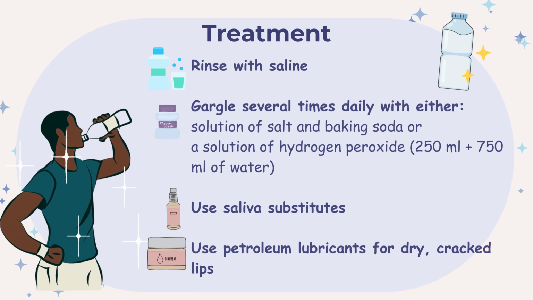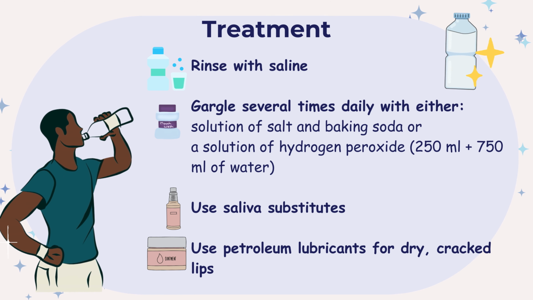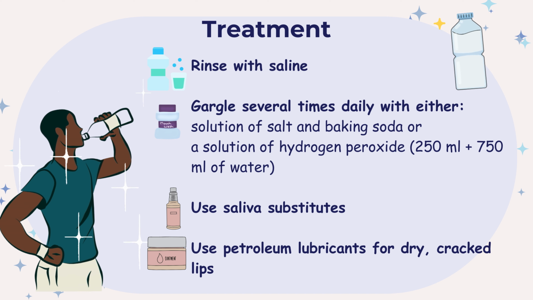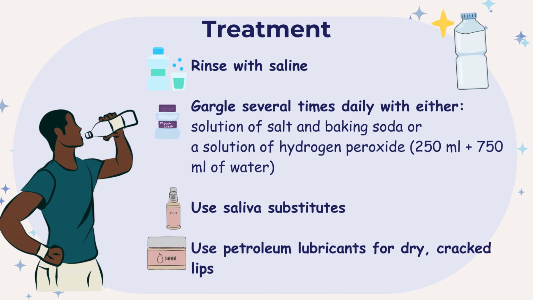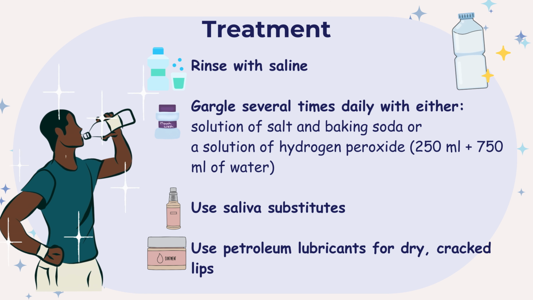Treat dry mouth if it occurs by taking these measures. Rinse with saline. Gargle several times daily with either a weak solution of salt and baking soda that we previously mentioned or a dilute solution of hydrogen peroxide. You can prepare hydrogen peroxide solution by adding 250 ml of hydrogen peroxide to 750 ml of water. This regimen can refresh the mouth as well as loosen thick secretions. The use of commercially available saliva substitutes can also be helpful.